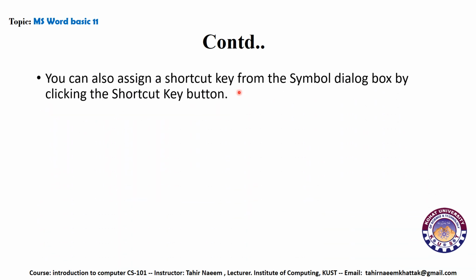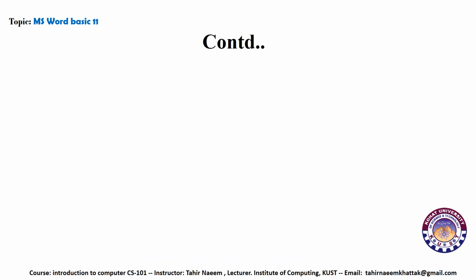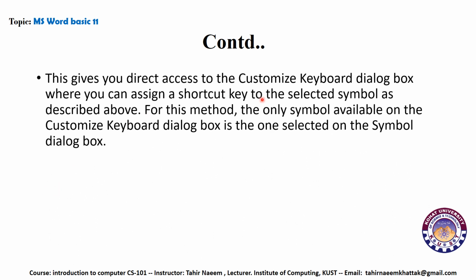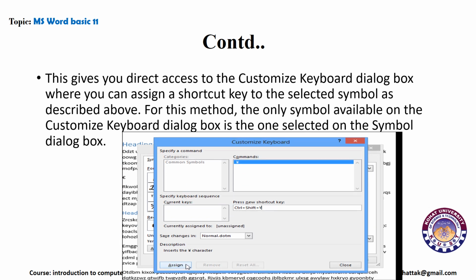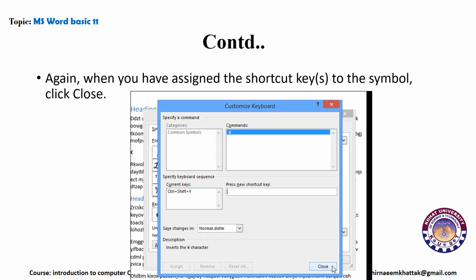We can also assign a shortcut key for the Symbol dialog box by clicking the Shortcut Key button. This gives us direct access to the Customize Keyboard dialog box, where we can assign a shortcut key to the selected symbol as described above. For this method, the only symbol available in the Customize Keyboard dialog box is the one selected in the Symbol dialog box. Again, we assign a shortcut key to the symbol and click Close.